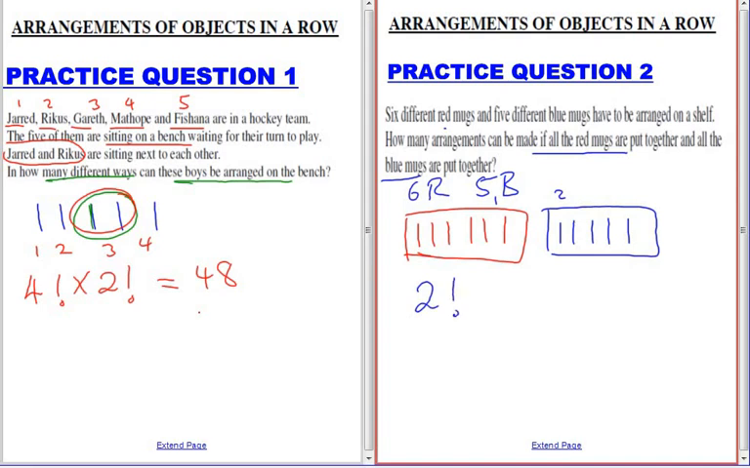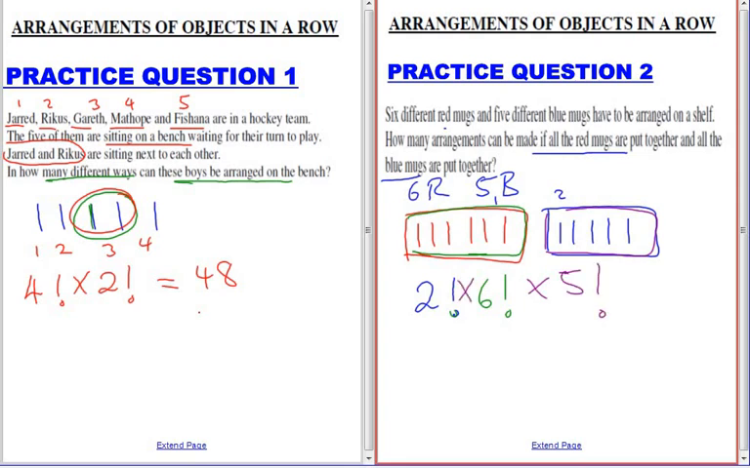We can arrange these by saying 2 factorial ways, but then after we arrange the big boxes in 2 factorial ways, which is just 2 ways, then we have to consider the things that we enclosed, people. We enclosed 6 red mugs, and those ones can be arranged in 6 factorial ways in their positions. And then we also enclosed those blue mugs, how many were there? It's 5 of them. So they can be arranged in 5 factorial ways.